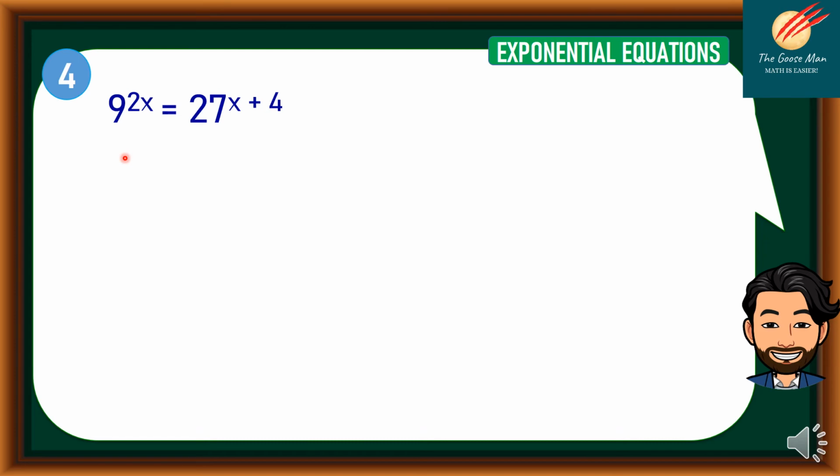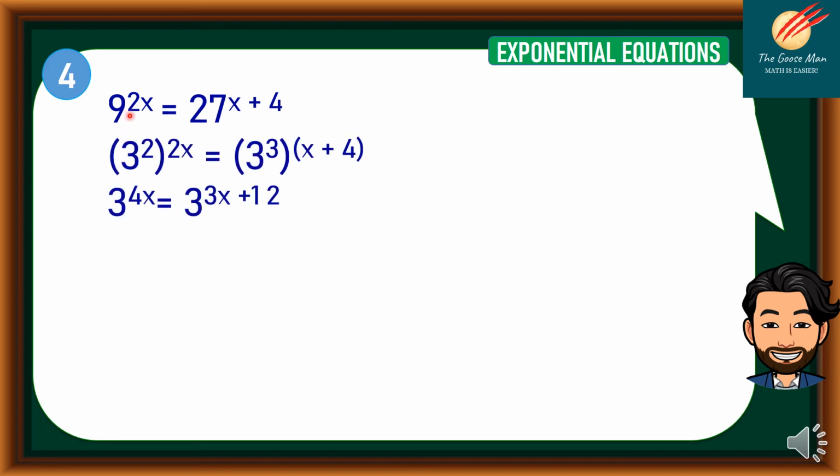Since I can express 9 and 27 as powers of 3, I can rewrite 9 as 3 squared, raised to 2x. Then 27 is the same as 3 cubed, raised to x plus 4. Then I can simplify: 2 times 2x is equal to 4x, while 3 times x plus 4, I can distribute 3, so 3 times x is 3x, and 3 times 4 is equal to 12.